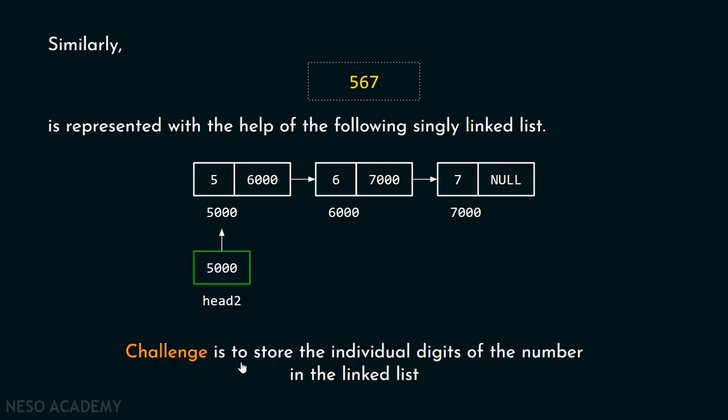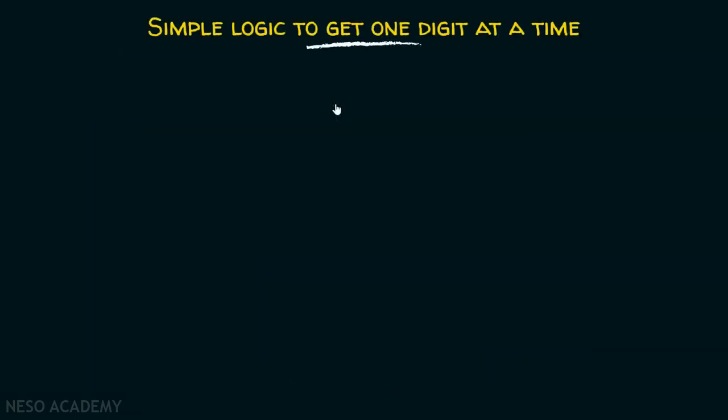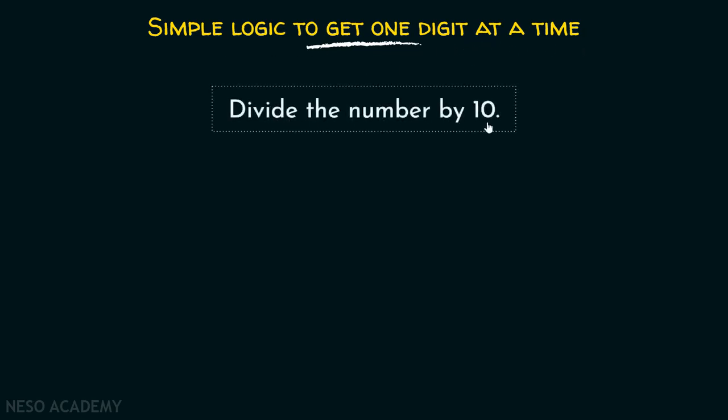Now the challenge is to simply store the individual digits of the number in the linked list. For this purpose, we will apply a simple logic to get one digit at a time. User will enter a particular number. Our target is to get one digit at a time from a number and store them in the singly linked list. Here we will apply a simple logic to get one digit at a time. And that logic is divide the number by 10. This is the logic we will use for the purpose of getting one digit at a time from the number.